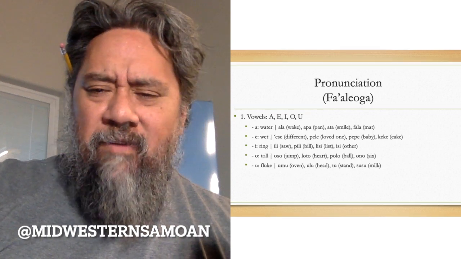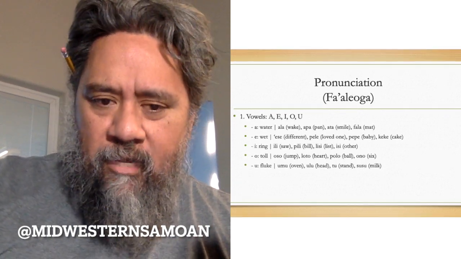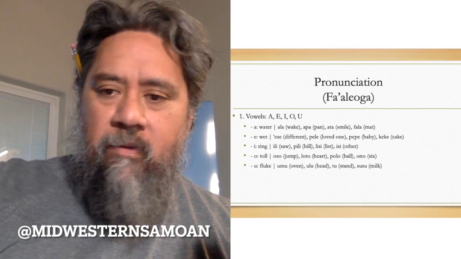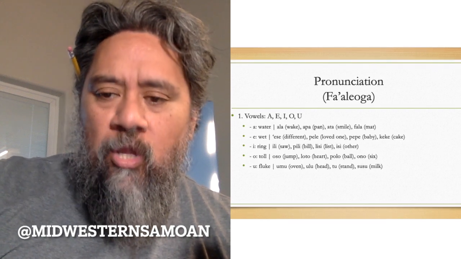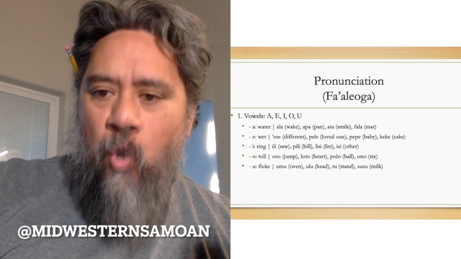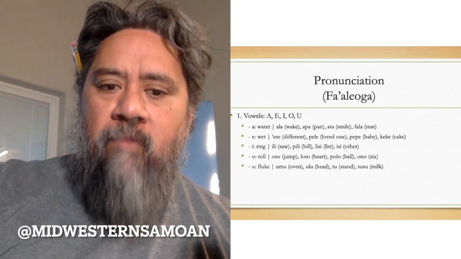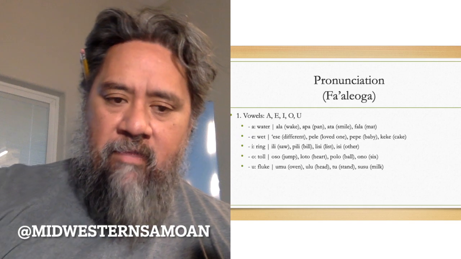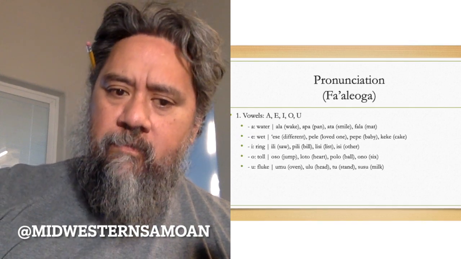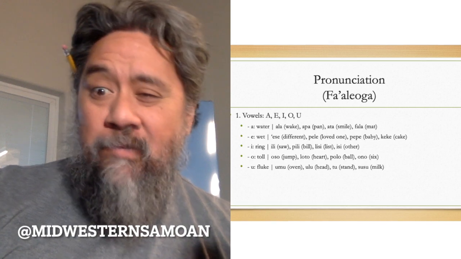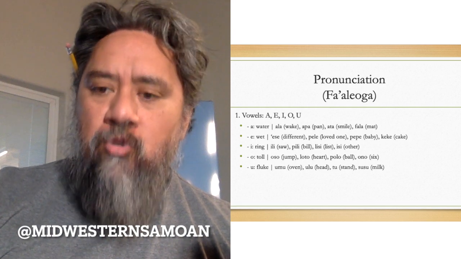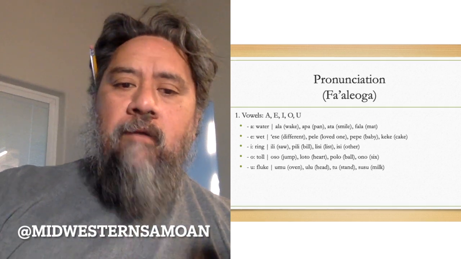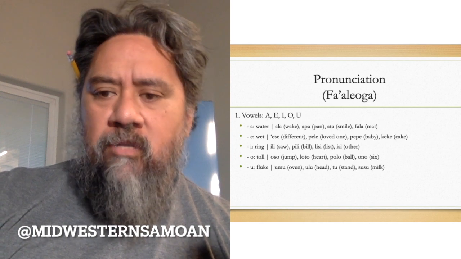And then O. I couldn't find a word in English to give the O, like really be a pure O. Toll was the best I could think of, but that still kind of has the ol. You want more of an O. So oso, loto, polo, ono. And then U, which is the U like in fluke. That's the best one I could think of. Fluke, u. So you have the words umu, ulu, tu, and susu. So those are good practice words for those vowels.